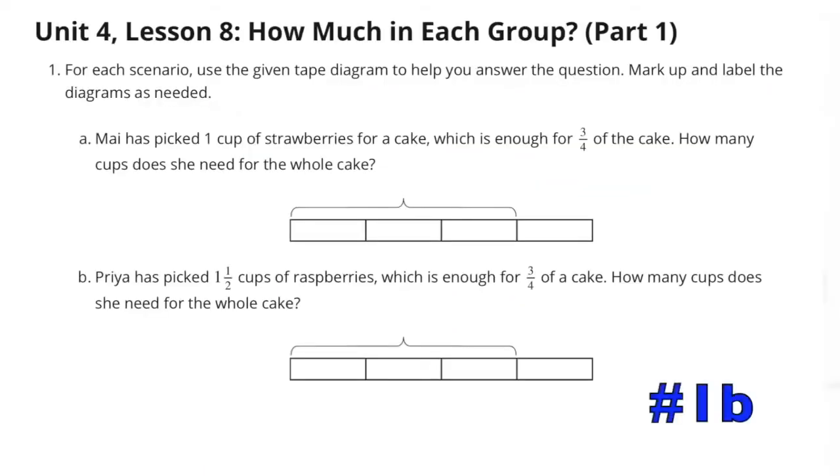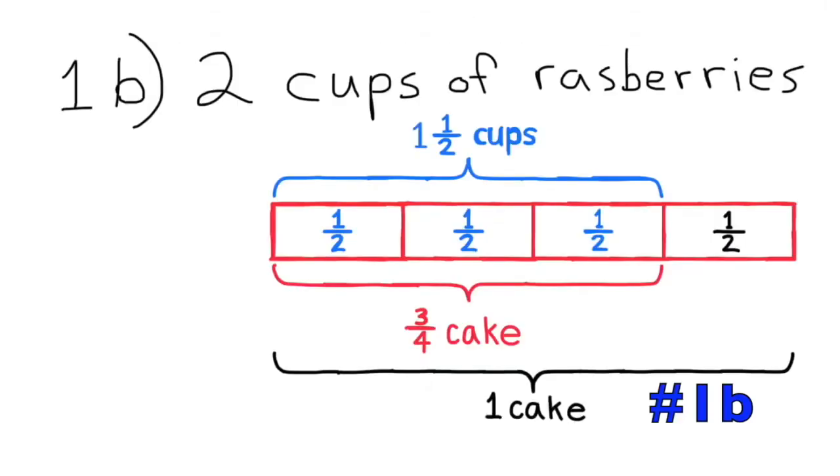B. Priya has picked 1.5 cups of raspberries, which is enough for 3/4 of a cake. How many cups does she need for the whole cake? The 1.5 cups of raspberries that Priya picked is in blue, and I divided that up into halves. So there's 3 halves in 1.5 cups, and those 3 half cups make 3/4 of a cake. In order to make 1 whole cake, Priya would need another half a cup. To make 1 whole cake, Priya would need 2 cups of raspberries.